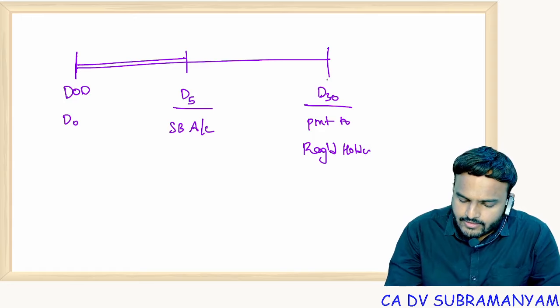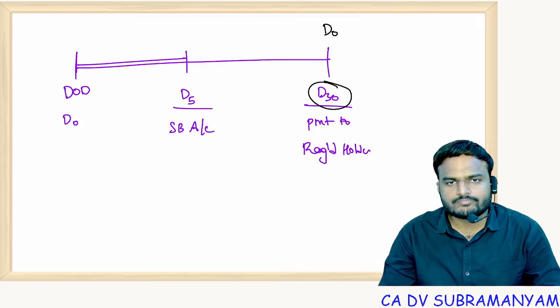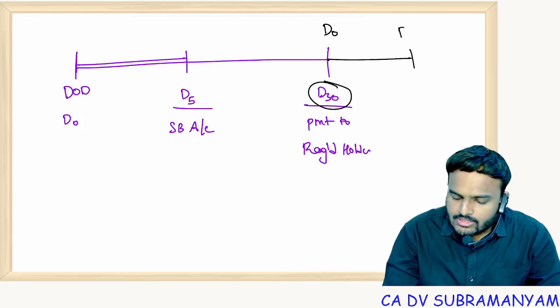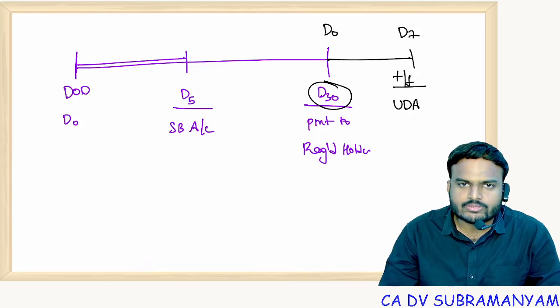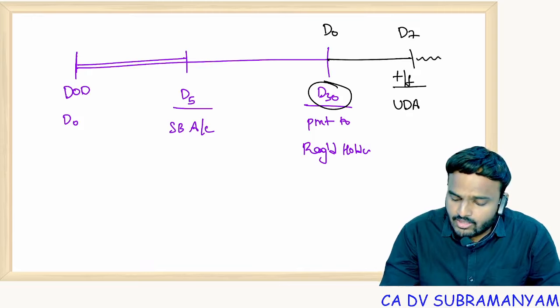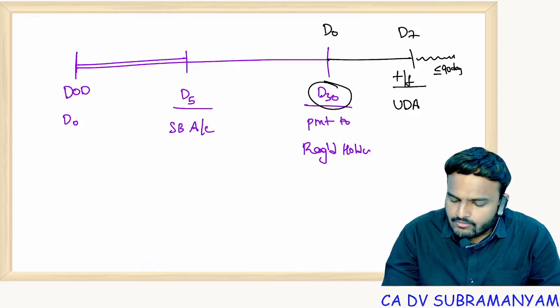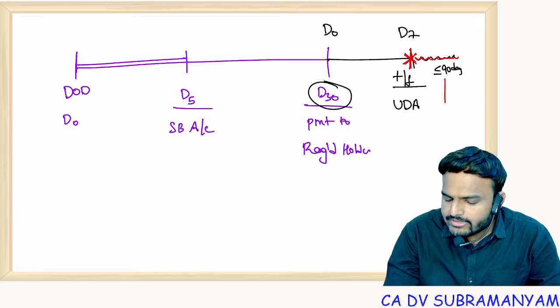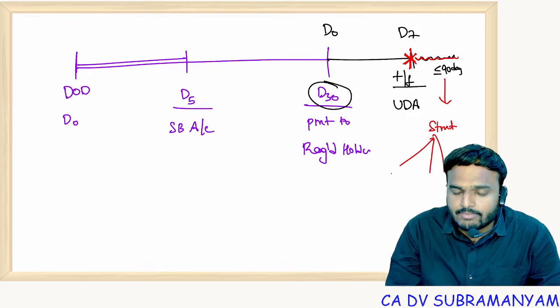Next, this day 30, now here I'll assume it as day 0. From this date onwards, by day 7, transfer unpaid or unclaimed dividends to the unpaid dividend account. And from here onwards, within 90 days, from which date onwards? From the date you transfer to the unpaid dividend account, within 90 days, prepare a statement which contains 3 particulars. What are those 3 particulars?